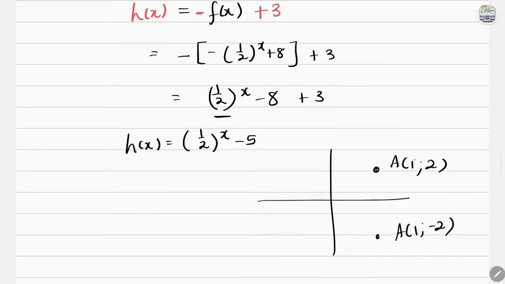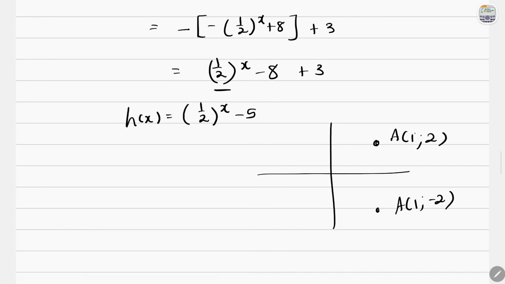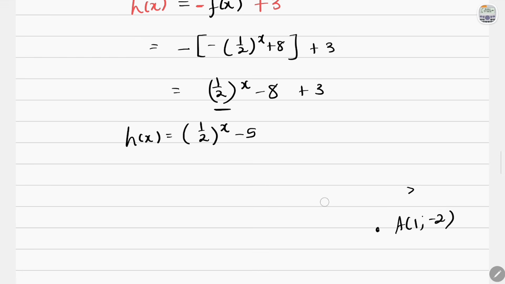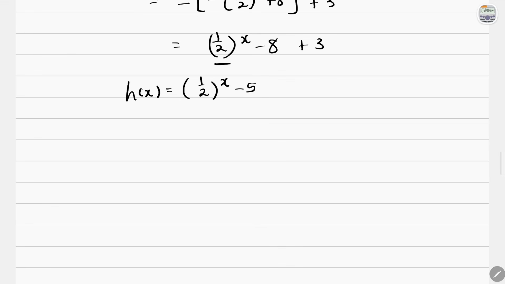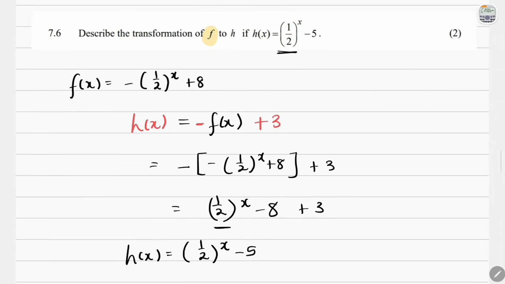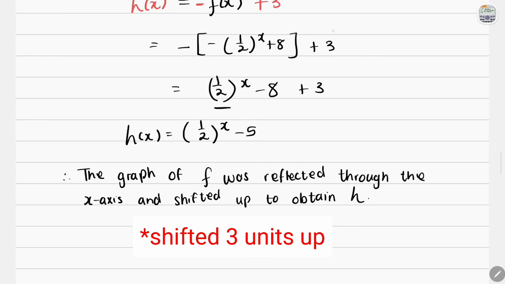So if it's not a shift, and we can clearly see we multiplied by -1, it was a reflection. But a reflection through what axis? It would be through the x-axis. It was here before, and now it's reflected here. So it's a reflection in the x-axis, and then what else happened? This graph was shifted 3 units up as well. So those would be the two things that happen to f so that it can become h. So we can finally tell them that the graph of f was reflected through the x-axis and shifted 3 units up to obtain h. And that is our answer. Moving on to the next question.